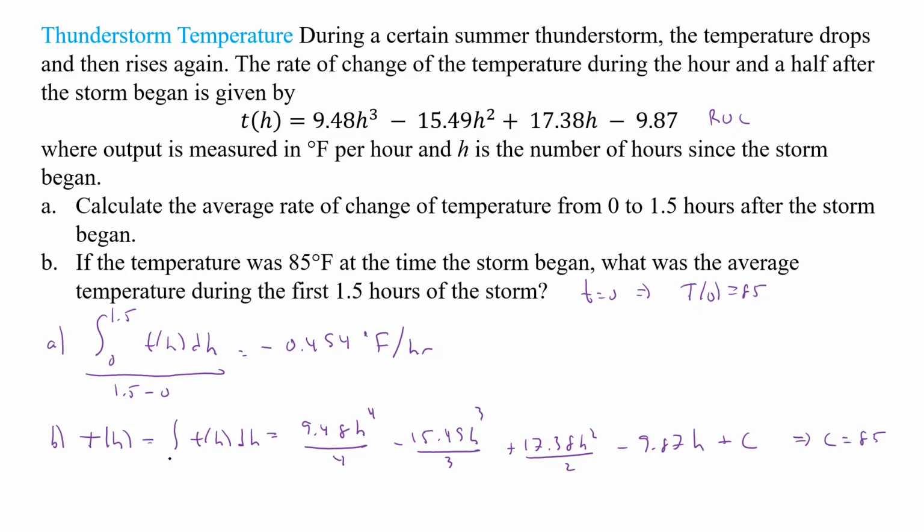So that means our T of h is, let's just leave it like that, 9.48 h to the fourth over 4, minus 15.49 h to the third over 3, plus 17.38 h squared over 2, minus 9.87 h, plus our 85. So that's what T of h is. Now we actually have to do our integration, because we need to find the average temperature. So now we're going to integrate this.